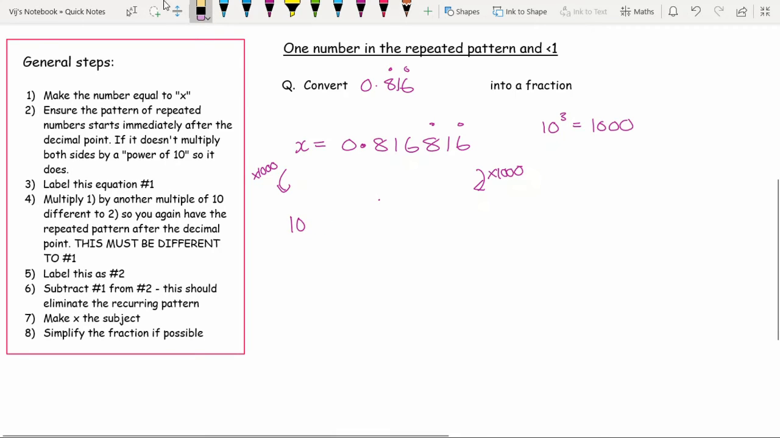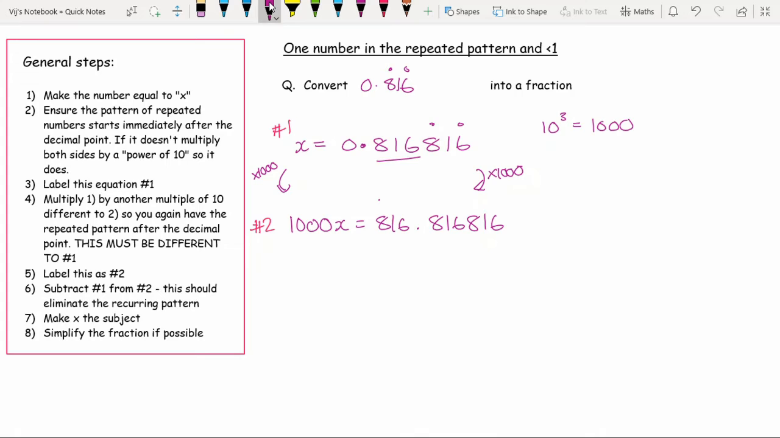So we have 1,000x equals 816.816816. And again, the step that I always keep forgetting is labelling this as 1 and 2. Now you can see here that what you need is to have the same numbers after the decimal point in both your equations. And if not, we just need to manipulate them, which we'll move on to when we look at the last example.